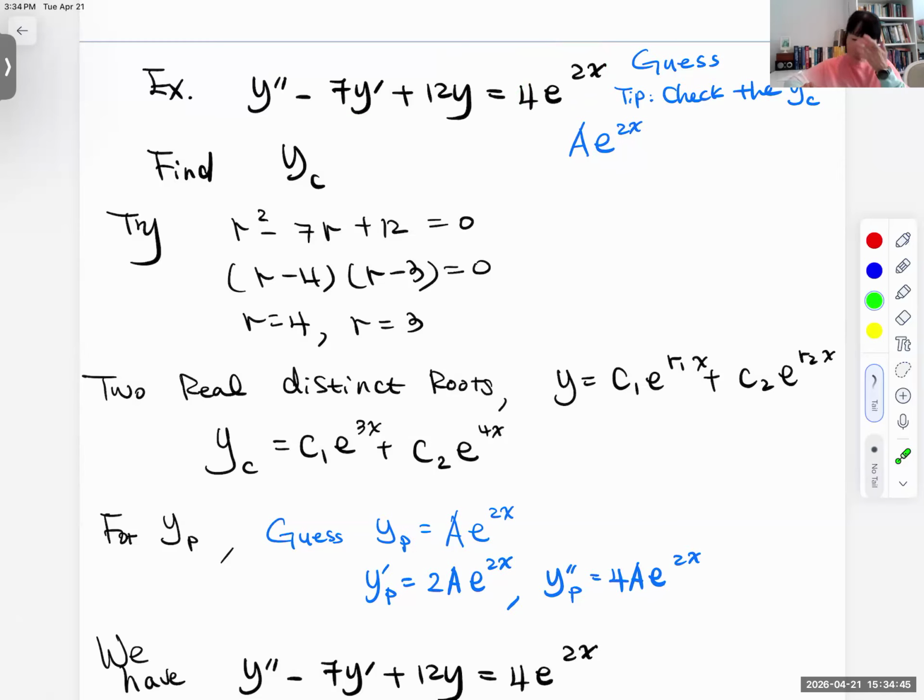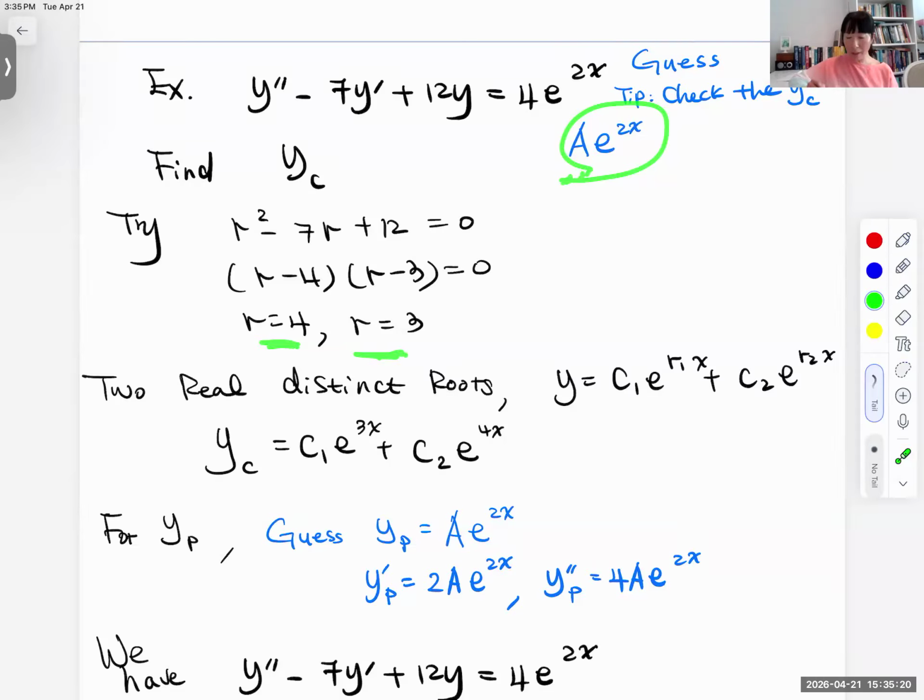So we have to check the complementary solution first. If we don't have r equal to 2, then we can use that guess from the table, a e to the 2x. Yeah, so check that complementary solution here. So we have r equal to 4 and r equal to 3. Then we can use that, right?